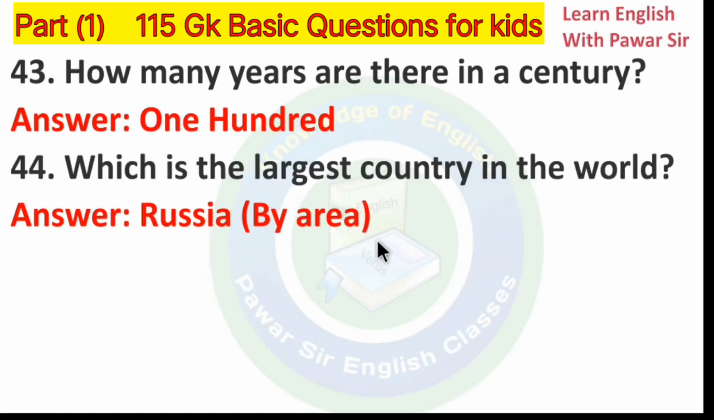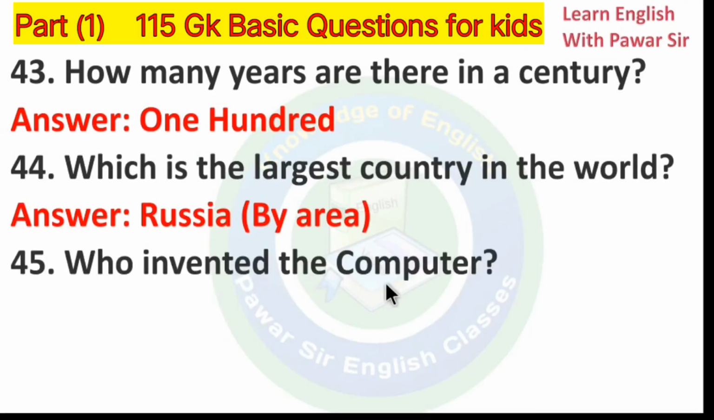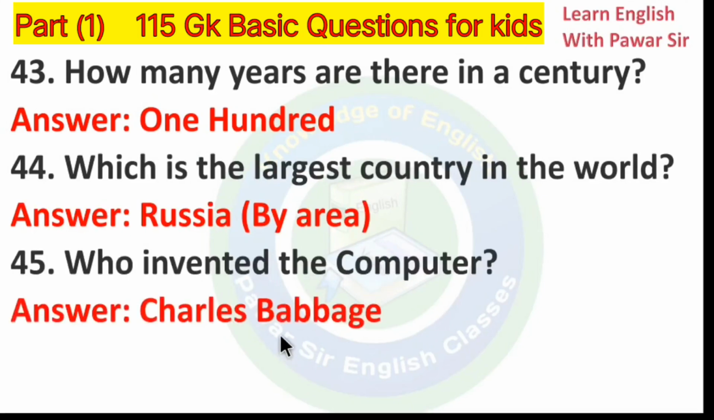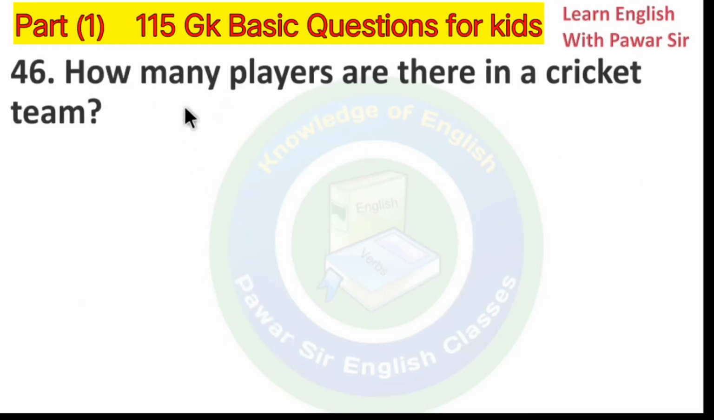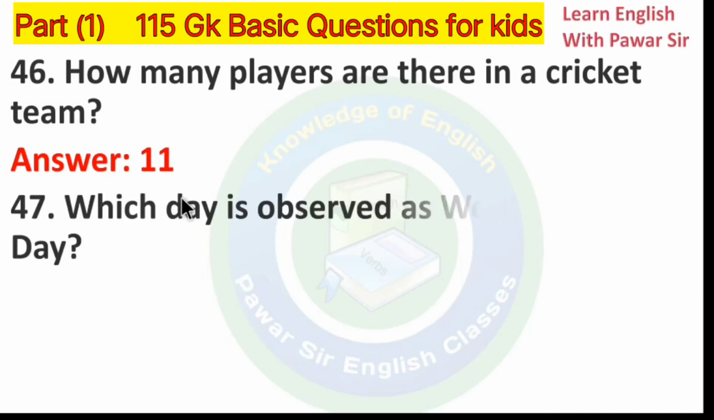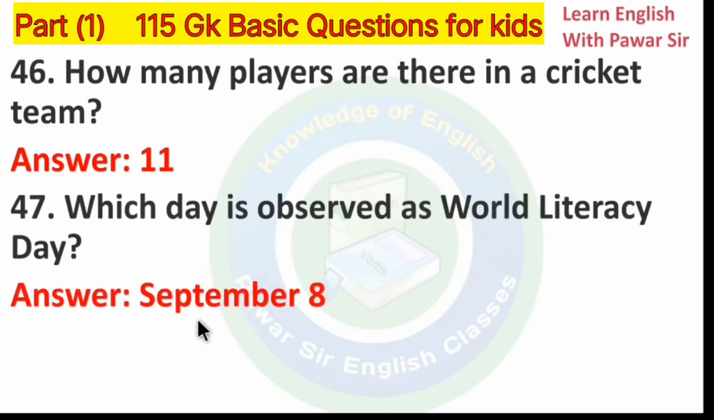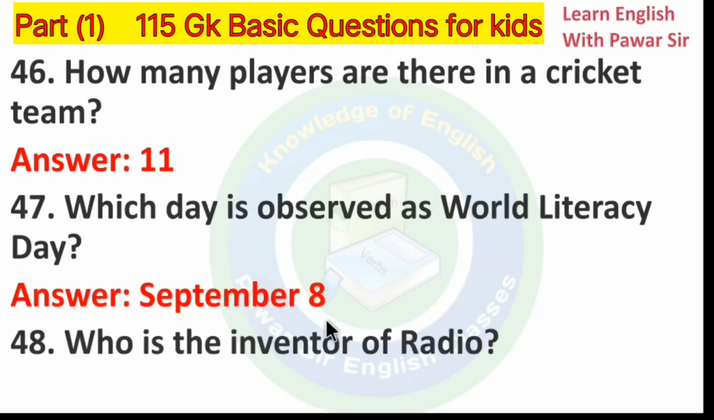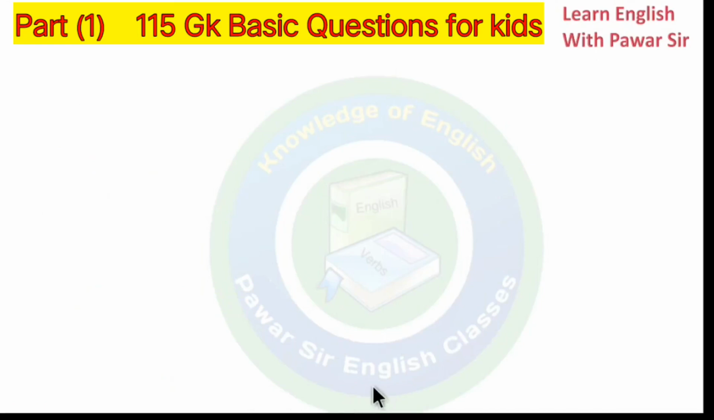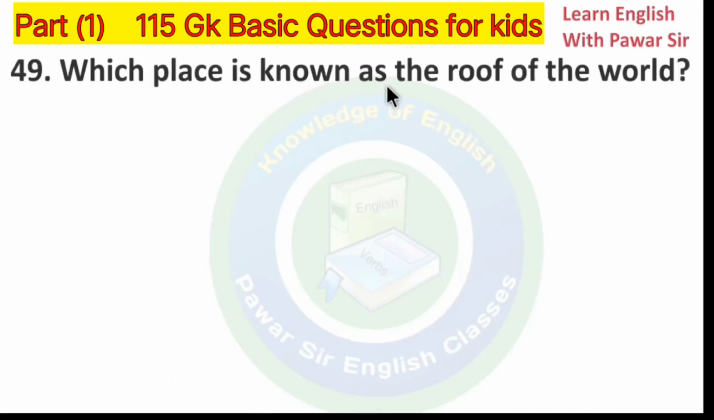Russia by area. Who invented the computer? Charles Babbage. How many players are there in a cricket team? 11. Which day is observed as World Literacy Day? September 8. Who is the inventor of radio? Marconi. Which place is known as the roof of the world?